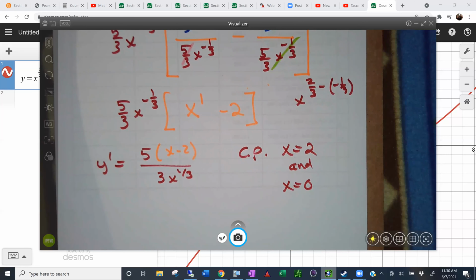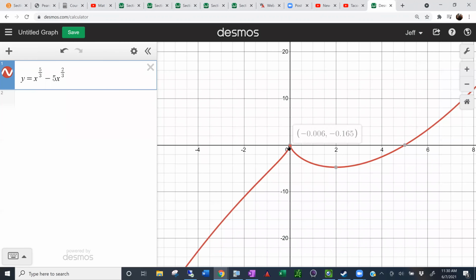And you can see that from the graph. Critical point at 0. The derivative doesn't exist here, right? Because you've got a corner point. You're not going to get a derivative at a corner point. And guess what? You've got a minimum here at 2. Cool.